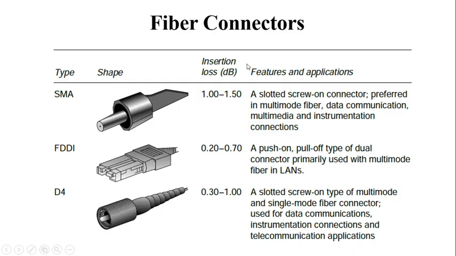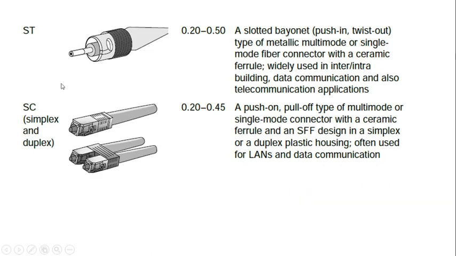Next, we are going to discuss fiber connectors. What are the types of connectors we may have in optical fibers in real time? This is not much important for the exam. We have the types; you can go through that. These are the types: shape, insertion loss, features, and applications. These two we are majorly using.